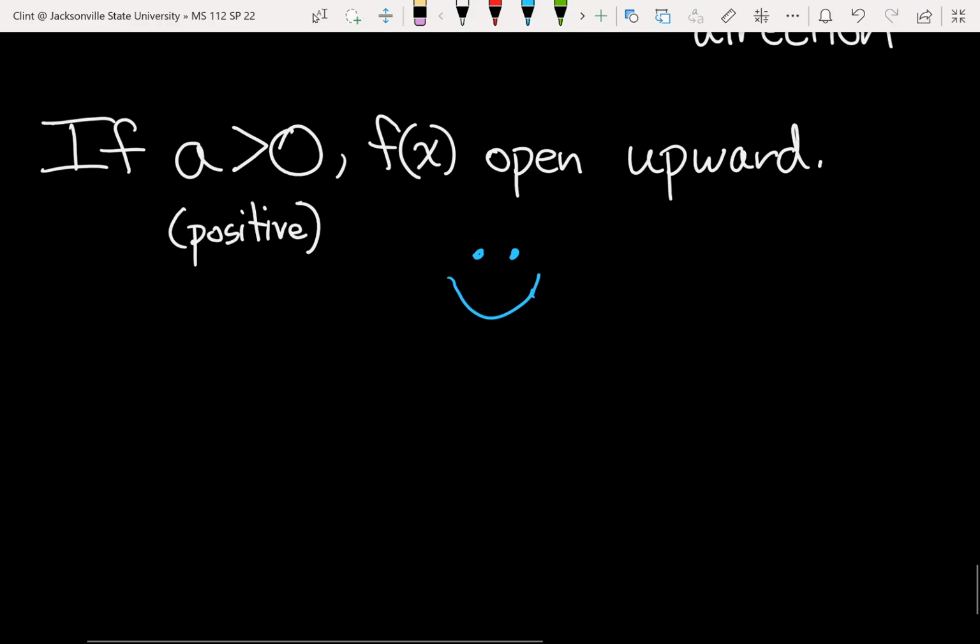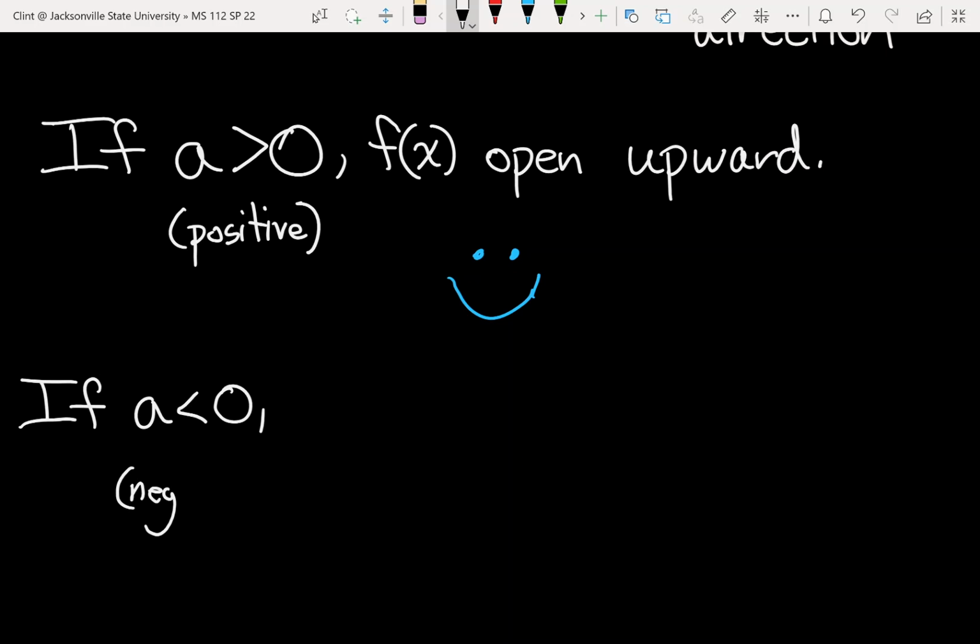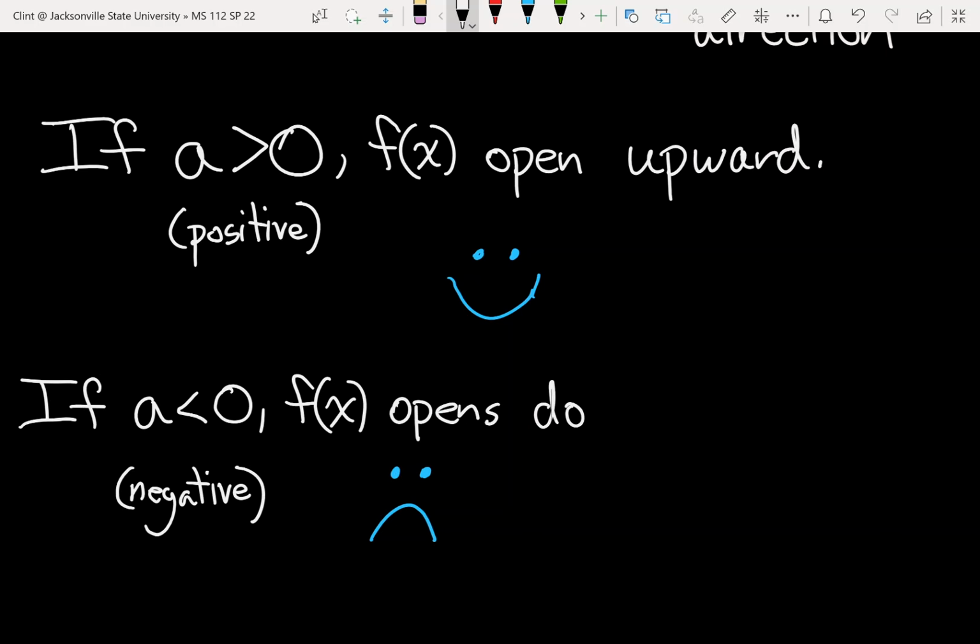If that number a is negative, what do you do if you're negative all the time? Frown. So f of x will open downward.